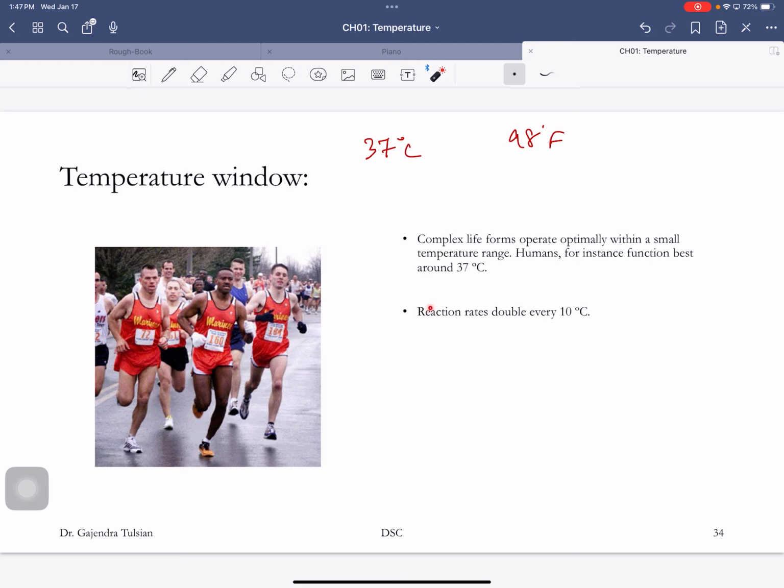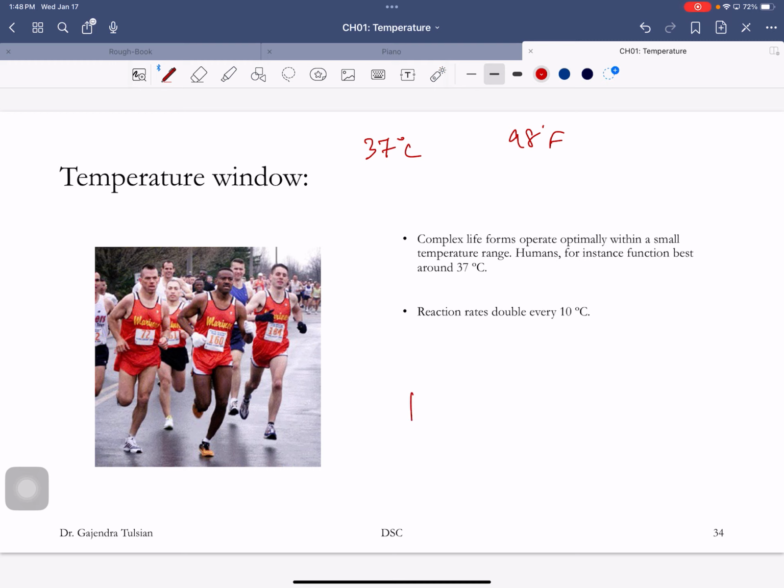So here's something you need to know. Reaction rates double every 10 degrees Celsius. Now in your body, there are millions of reactions going on and they're interdependent. All reactions are supposed to run at a certain rate. So if you raise the temperature, the reaction rates will become different for different reactions, and things can get messed up. What does this mean? Reaction rates double every 10 degrees Celsius.